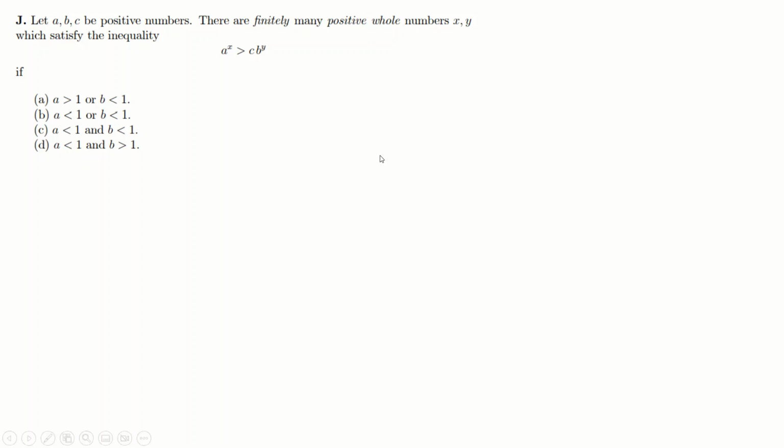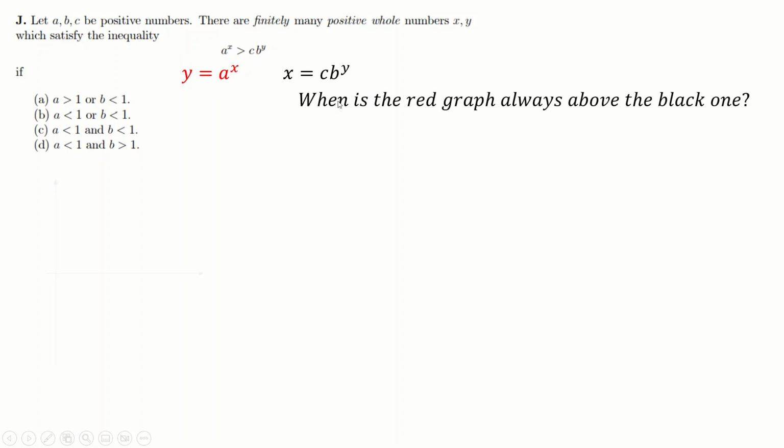Well, I'm going to reframe this inequality as not being this number is bigger than this number, as being when this graph, which is y equals a to the power x, is higher up on the picture than this graph, which is x equals cb to the y. I'm going to say this inequality is satisfied when this graph is higher than this graph. And now I just need to sketch both graphs.